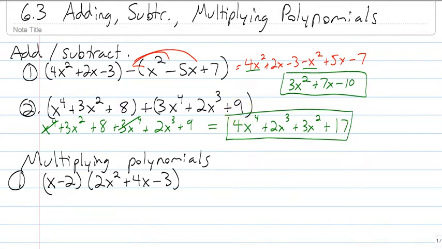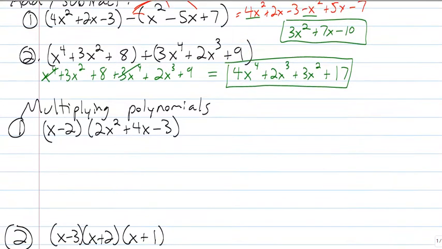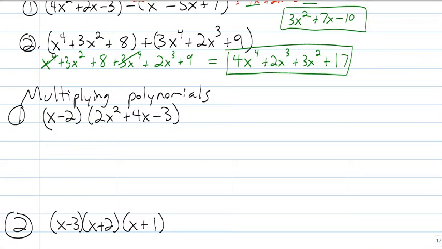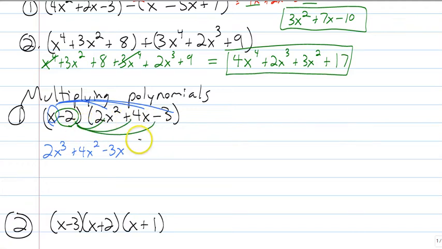So that's adding and subtracting. Add and subtract the like terms. Multiplying, also known as distributing. What you do is you take the first term and multiply it by each one. So multiply the x by all three of these. So I get 2x cubed plus 4x squared minus 3x, and then multiply the minus 2 times everything. And I get a minus 4x squared minus an 8x plus a 6.